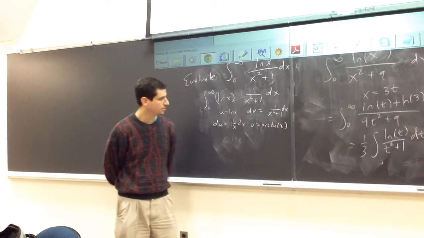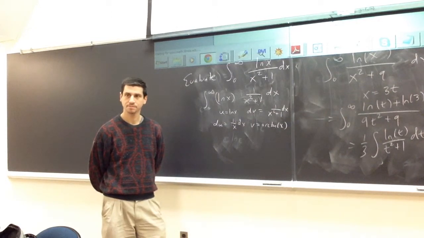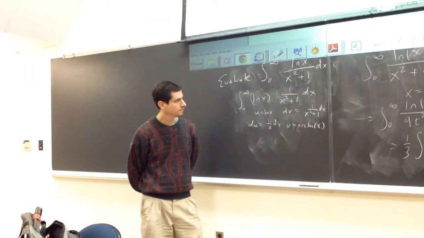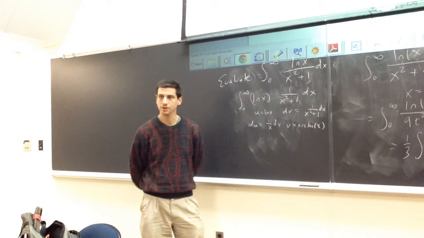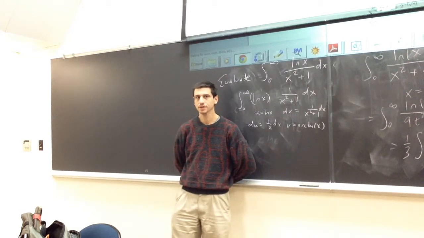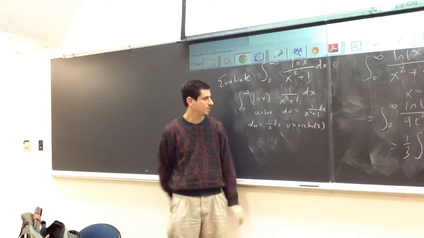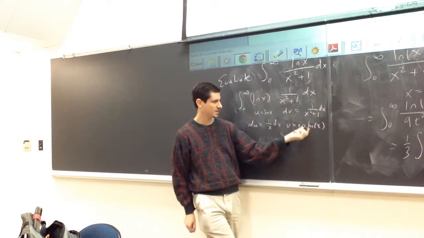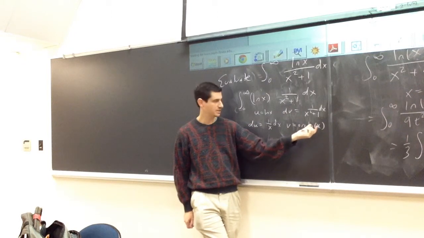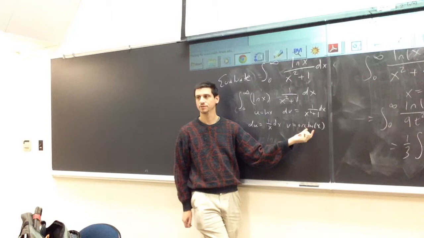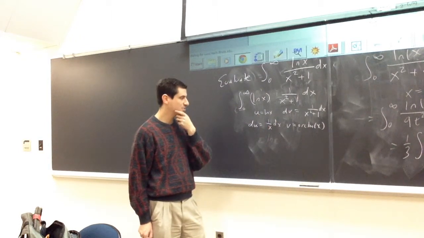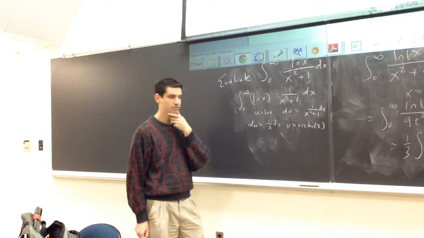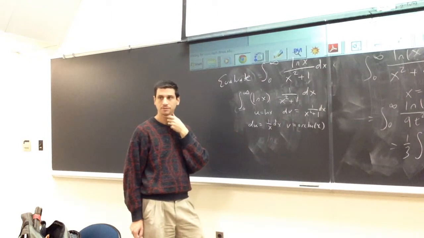Are we going to be able to deal with the boundary term? What do you think? So if we integrate by parts, we've got to deal with uv. So we've got natural log of x times arctangent of x. As x goes to 0, what does arctangent go to? The angle whose tangent goes to 0, that boundary piece will be okay. But unfortunately now as x goes to infinity, we're going to have trouble.